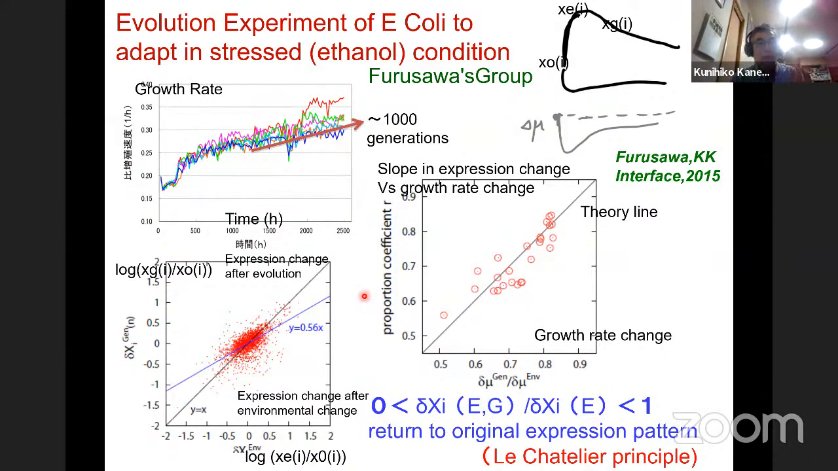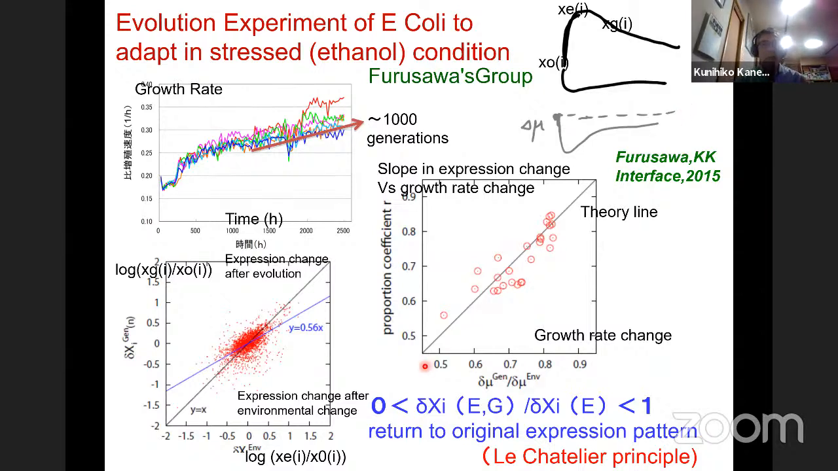And we can also check if this slope agrees with the growth rate change, because we can measure the growth rate change from the original state to the environmental state and after evolution. So with this growth rate change, and this slope obtained from here, there is no fitting parameter. The theory says that it should follow this line. And over generations, this point here is some generation, here is some generation, and here is some generation. So it works rather well.